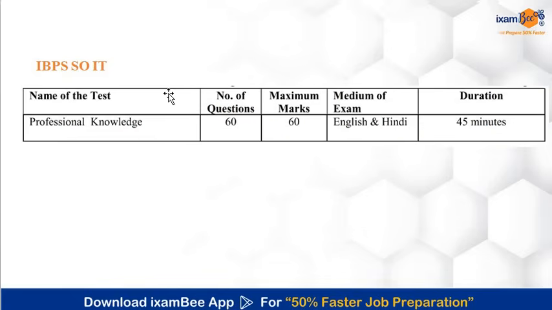Now let's come to the most important paper which will decide your selection: professional knowledge, the IT subject, in which you will get 60 questions of 60 marks and the time allocated will be 45 minutes. In this paper you will get questions from your subjects, especially networking, DBMS, operating system, programming languages, data structure, cloud computing, etc.